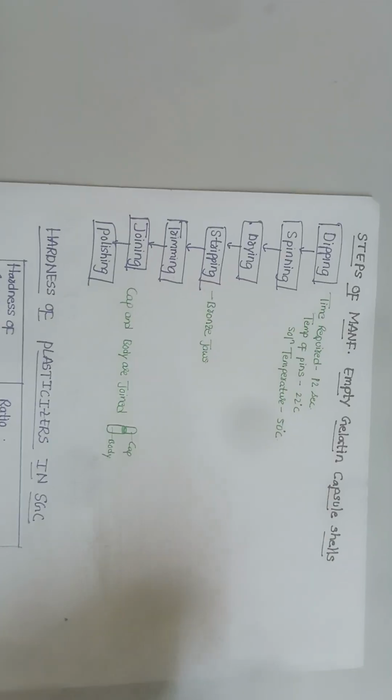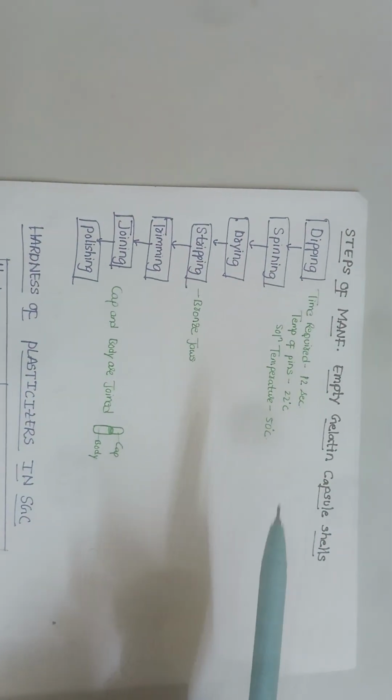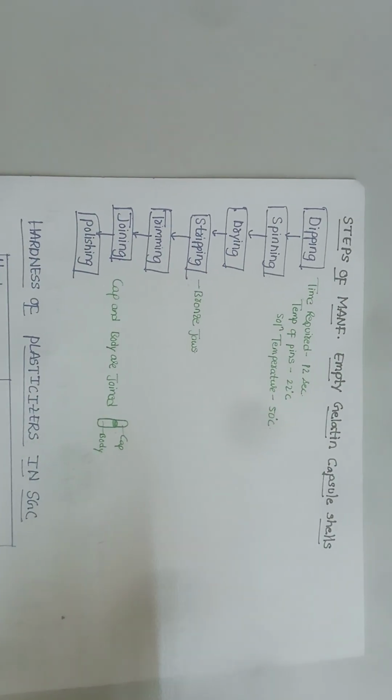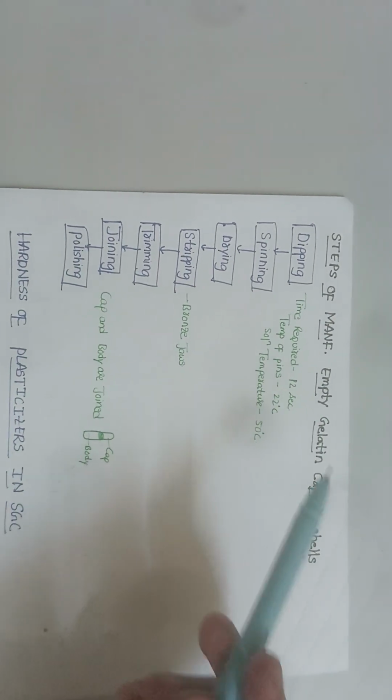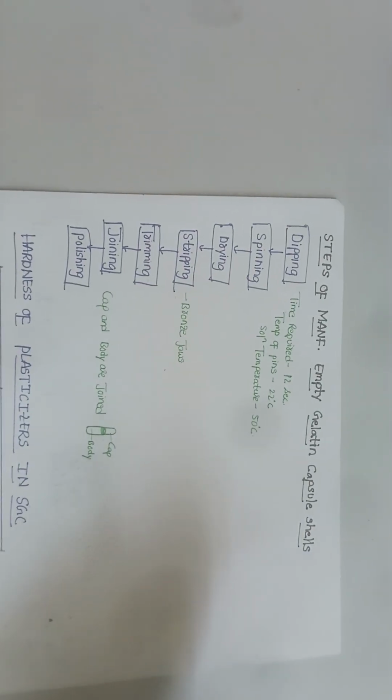Before that, a small correction from my previous video: stripping is the separation of your capsule into cap and body, and that separation can be done using bronze jaws, and in trimming you are removing unwanted particles. This is a small correction.